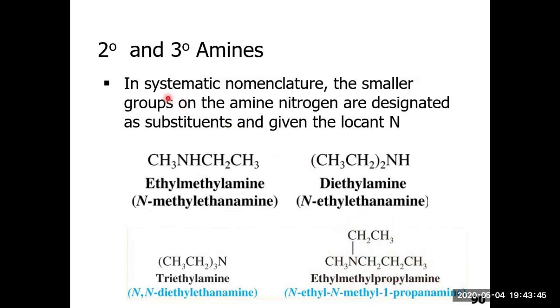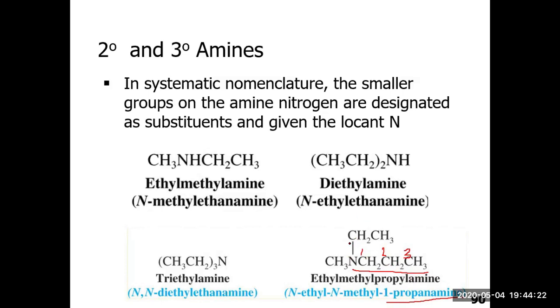Okay, so in systematic nomenclature, however, the first thing we have to do is to find the parent, and the parent should contain the most number of carbon atoms, and this parent should also contain the nitrogen. In this case, this is the parent. So we have here carbon number 1, carbon number 2, and carbon number 3. So the parent is this part of the molecule, and this is named as 1-propanamine.